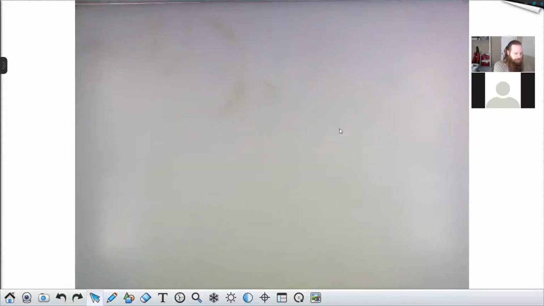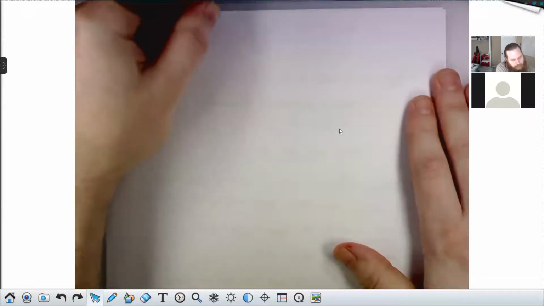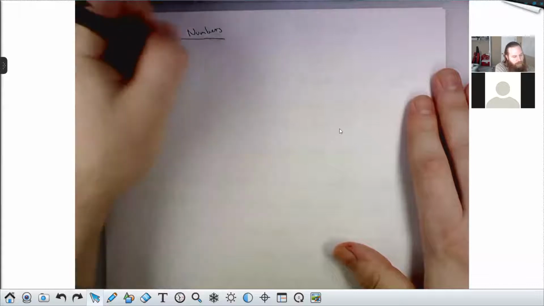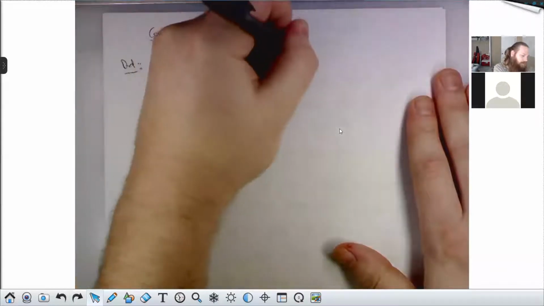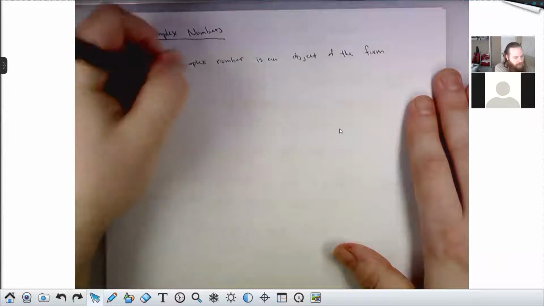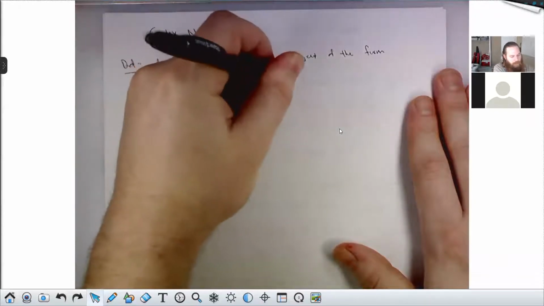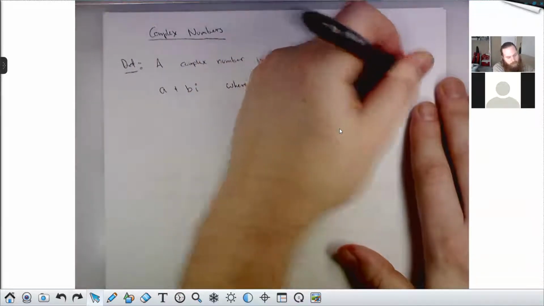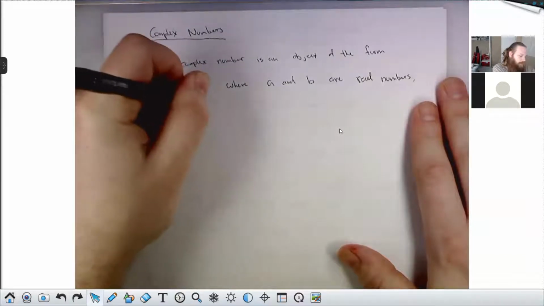So complex numbers. Definition. A complex number is an object of the form a plus b times i, where a and b are real numbers, and i is the square root of -1.